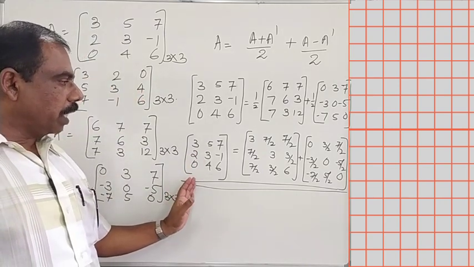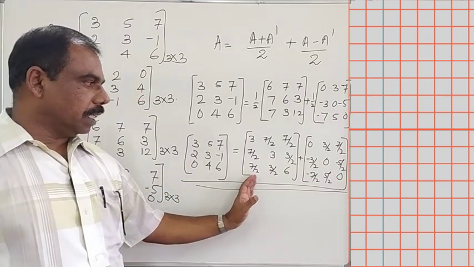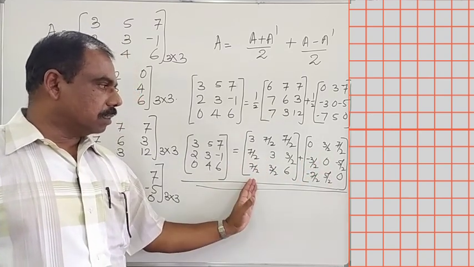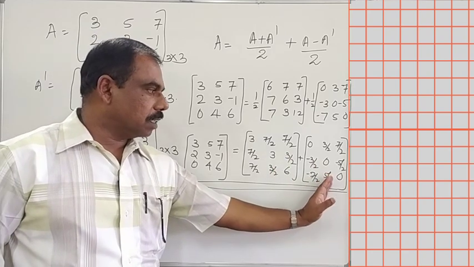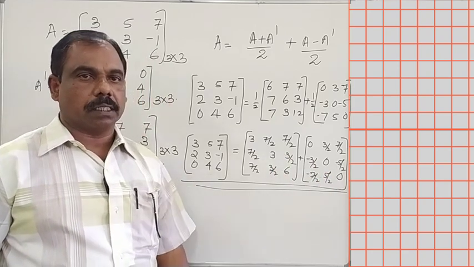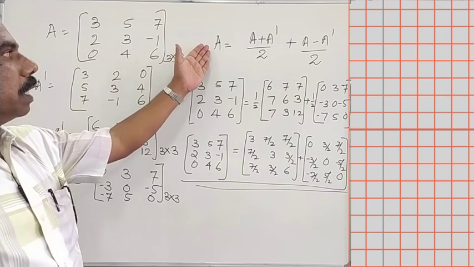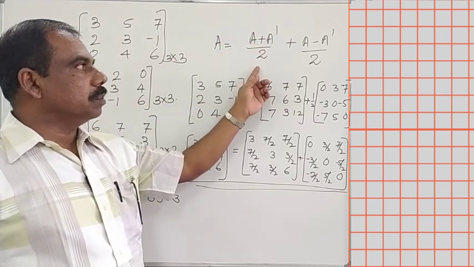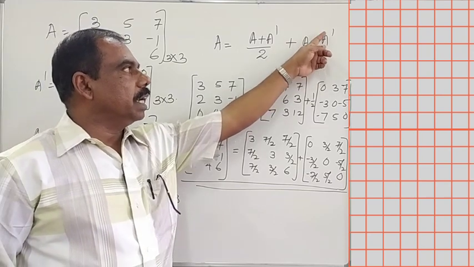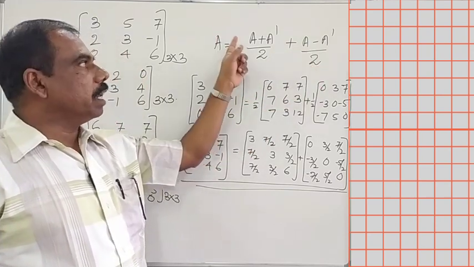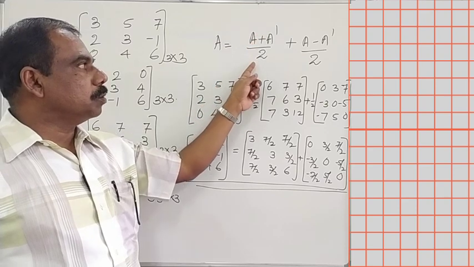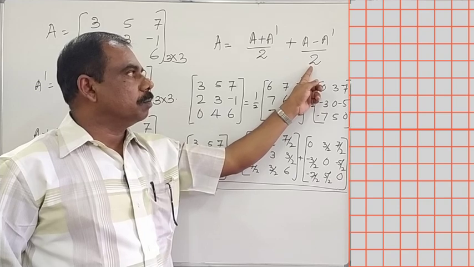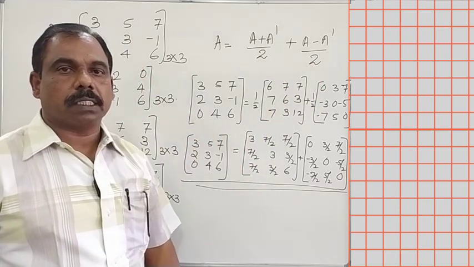Hence, any square matrix can be represented as the sum of two matrices in which one is a symmetric matrix and the other is a skew symmetric matrix. So this is an important formula to remember, that is A is equal to (A plus A transpose) divided by 2 plus (A minus A transpose) divided by 2, where (A plus A transpose) by 2 is a symmetric matrix and (A minus A transpose) divided by 2 is a skew symmetric matrix.